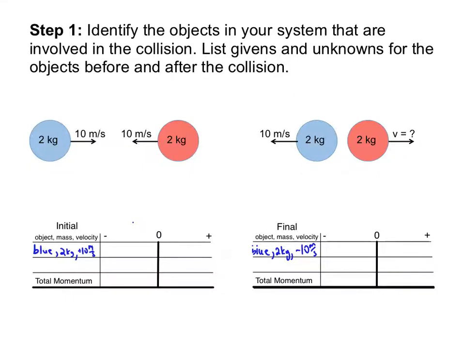Now, let's go back to our second object. We know that it's red. We'll go 2 kilograms. And initially it has a velocity of negative 10 meters per second. And red here has a mass of 2 kilograms. And we don't know our velocity in the final case, so what we have is just a v here. So any unknowns I'll keep as just v.